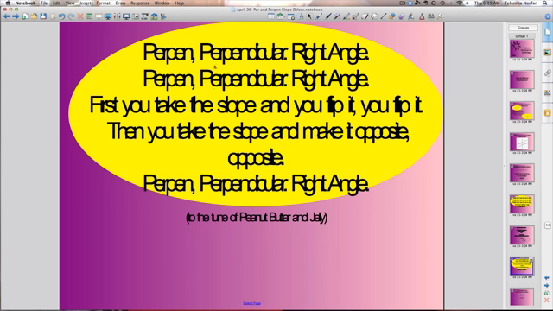I'm not going to sing it. You sing it. Perpen, notice perpendicular, right angle. Perpen, perpendicular, right angle. So do that a few times as a class.